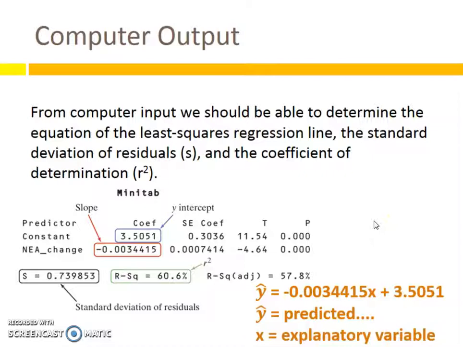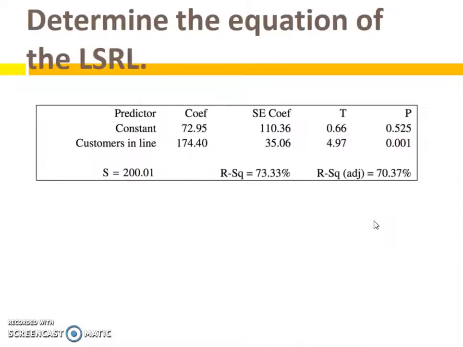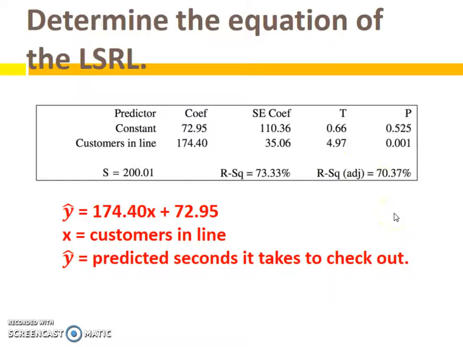All right, let's look at two examples together. So determine the equation of the least squares regression line. All right, what comes where? Well, the number on top is always my y-intercept. Number underneath that is always my slope. Down here we have our standard deviation of our residuals. Over here we have our r squared. There is this thing called r squared adjusted. Not something we worry about in this class. So here is our equation.